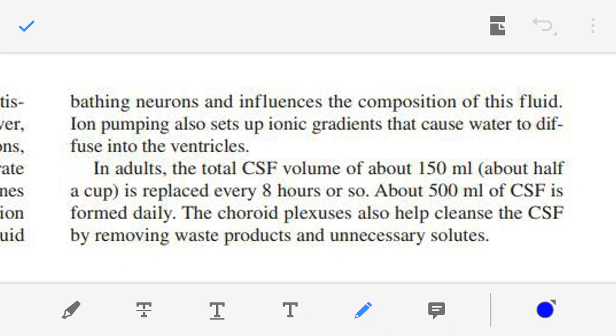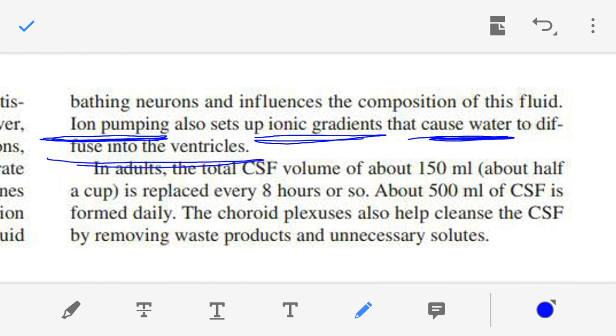Now as from the capillary blood, ions are entering into the CSF, what happened? An ionic gradient is developed, and due to this ionic gradient, water from the capillary blood diffuses into the ventricle.